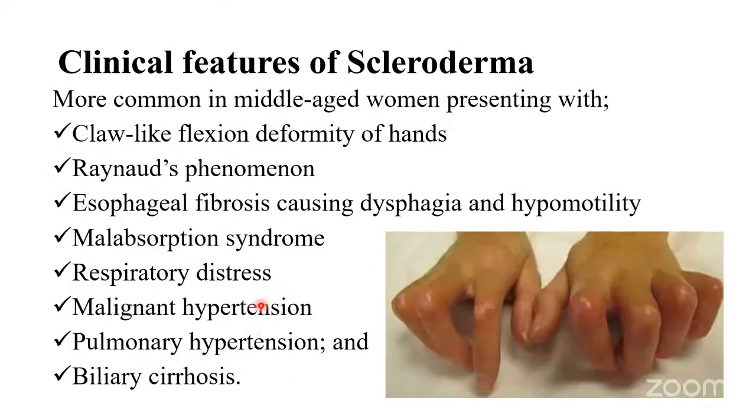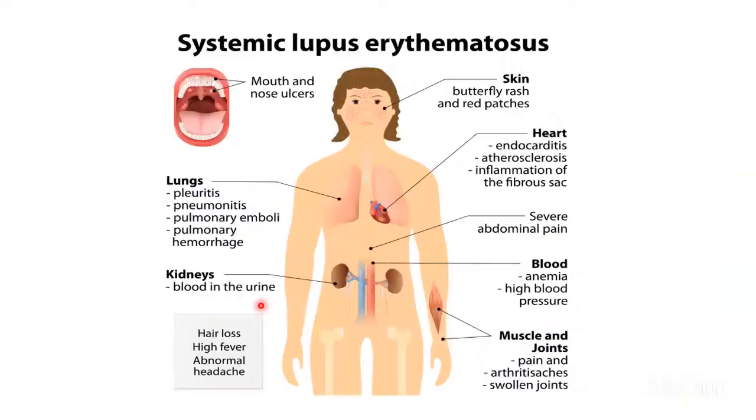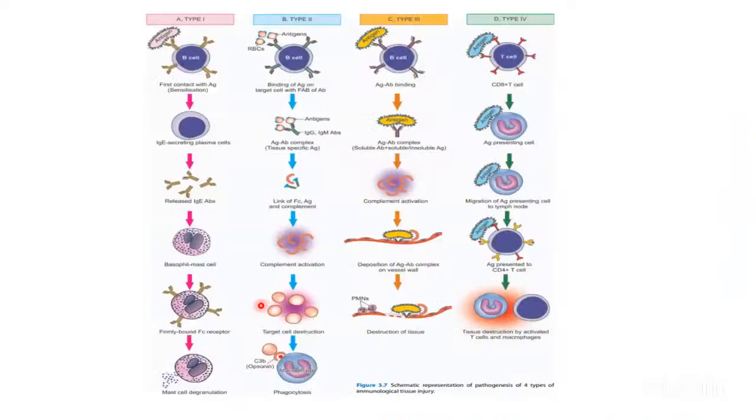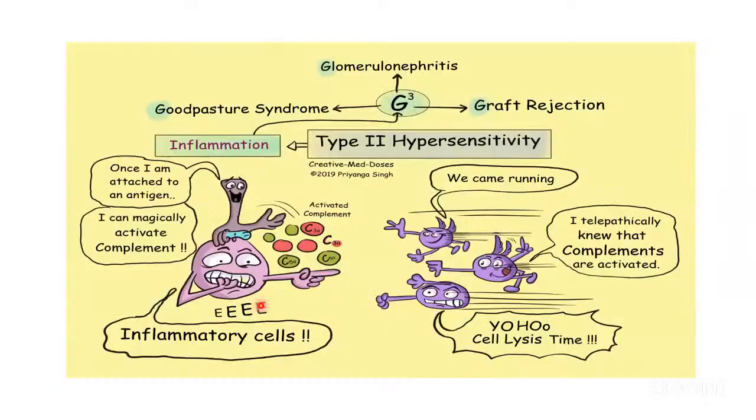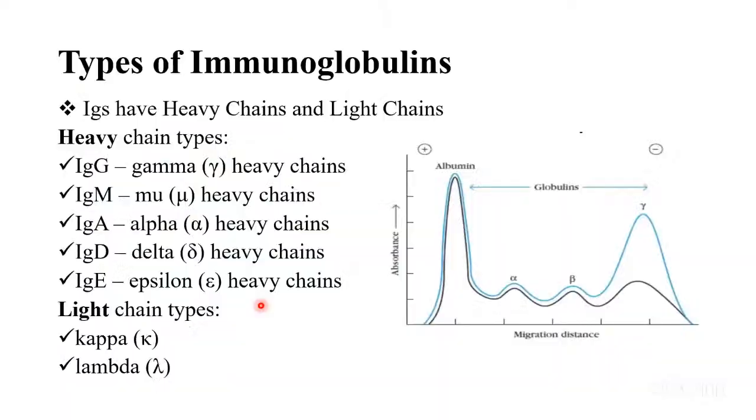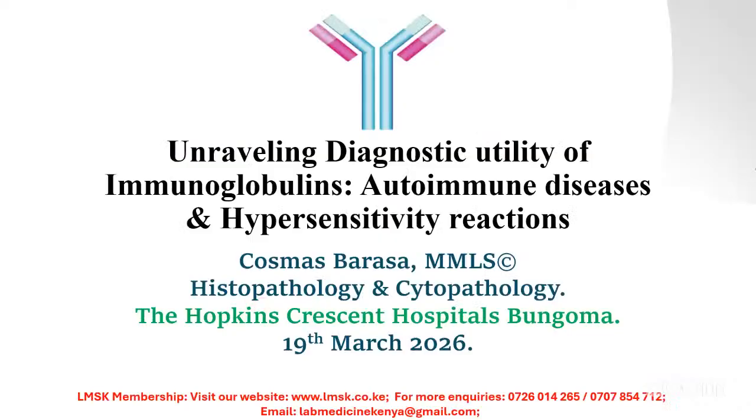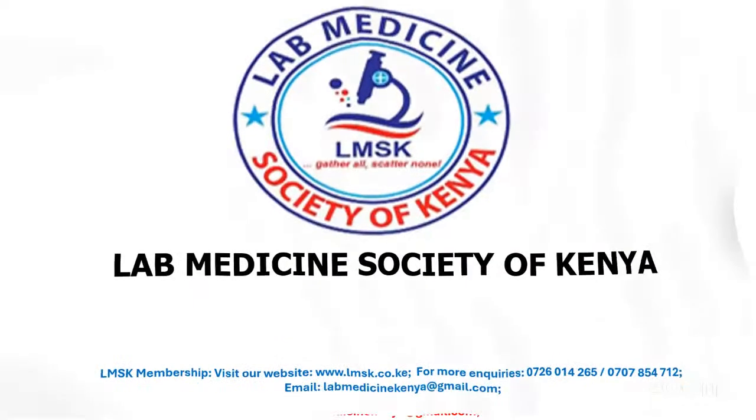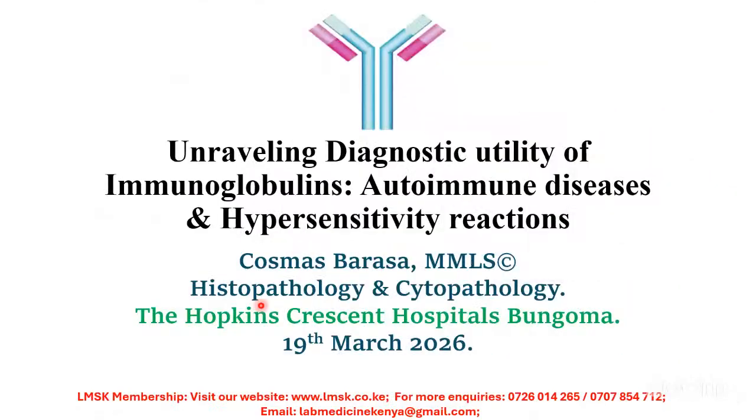I think that is well. Thank you for that response. Let's look at our second question from Jackton Indangasi. The question is: is it possible to distinguish between antibodies produced by vaccines and those produced by antigens?